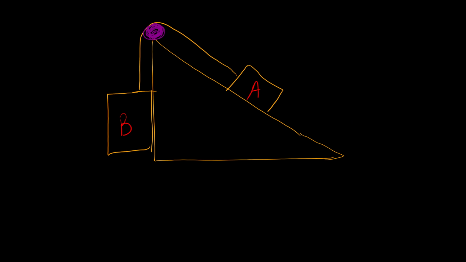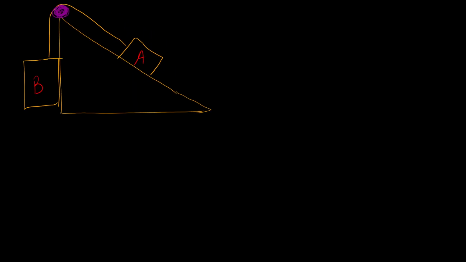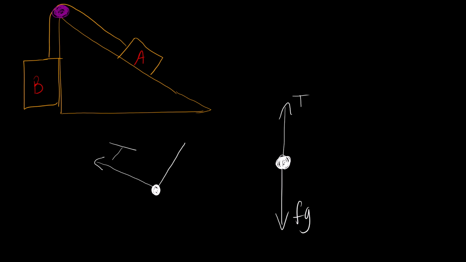Our next example, we have two blocks connected by a rope. Let us draw free body diagrams. For B, it's tension and gravitational force. For A, we have tension, normal force, and force of gravity.